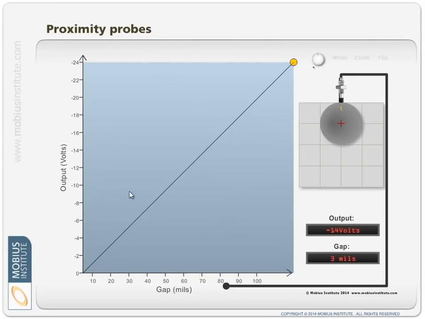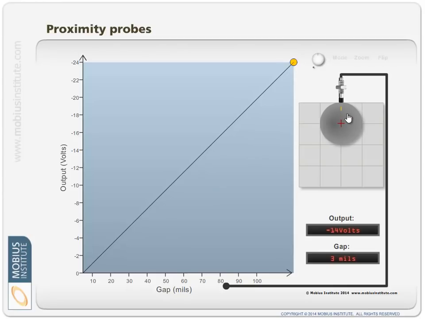What this plot is here is a typical sensitivity plot for a proximity probe. There's a certain gap in mils or microns, and there's a certain voltage output. So the transducer specifications will have a plot like this and show you what that sensitivity is. You know, how many volts you get per mil of vibration or of movement.